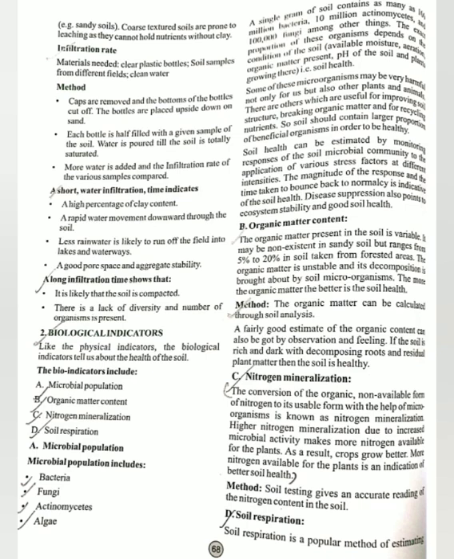Next is biological indicators. Biological indicators include microbial population, organic matter content, nitrogen mineralization, and soil respiration. Microbes that are present in the soil are bacteria, fungi, actinomycetes, algae, etc. Some of these microorganisms may be very harmful, not only for us but also for plants and animals. But there are others also which are very much useful for improving the soil structure, breaking organic matter, and recycling nutrients.